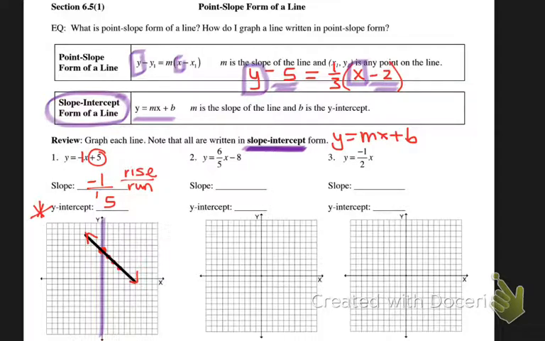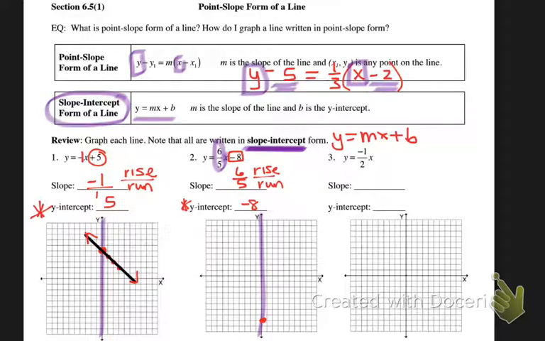So number 2, the slope is always the number with the x. So the slope is 6 over 5. So that's rise 6 and run 5. The y-intercept is -8. And I recommend that you graph the y-intercept first. So that's where it crosses the y-axis. So go down -8. There's our point. And now from that point, we're going to do rise over run.